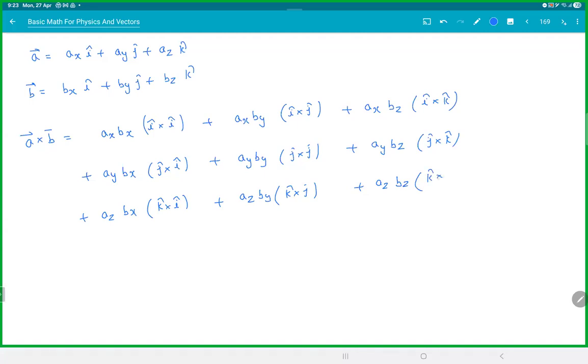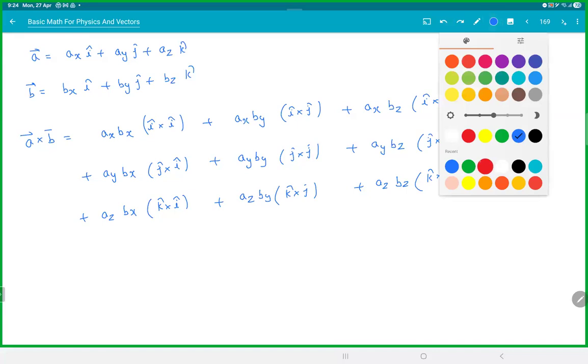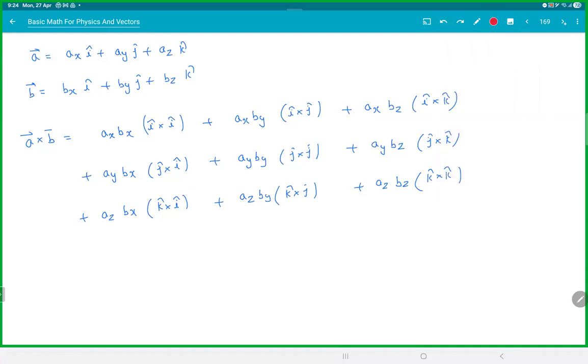I'll show you the determinant one. That is the thing which we'll use most of the time. This method is fine when you have only i caps, no k caps. Up to you, whichever. But I don't recommend this because there's a good chance you'll mess up one minus somewhere and the whole thing will go for a toss.